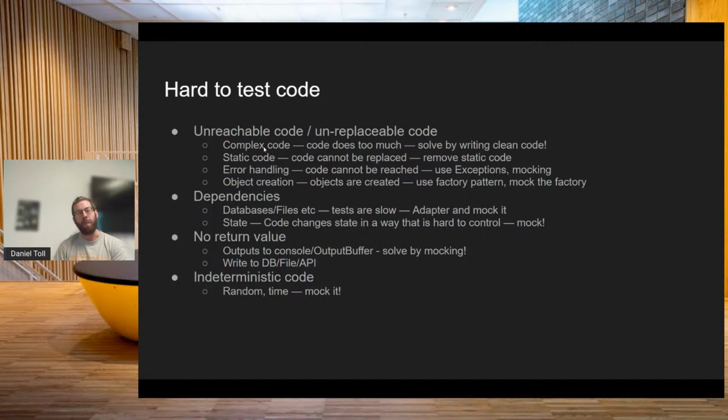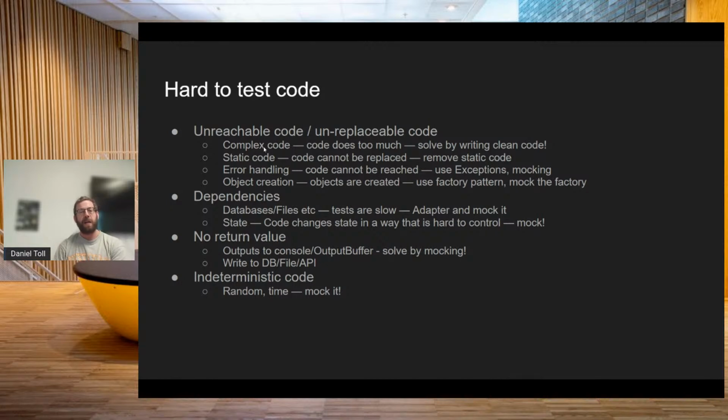We could have complex code. It does too much. And we can solve that problem by writing clean code. And there is a good book that is called Clean Code that you can read in order to learn this. So I'm actually going to promote that book. For some students, I know they have read it. For the rest of the students, buy that book or find a PDF. It's a really good book.